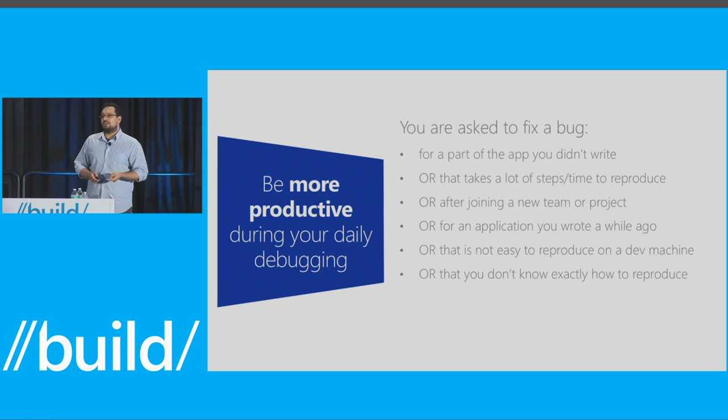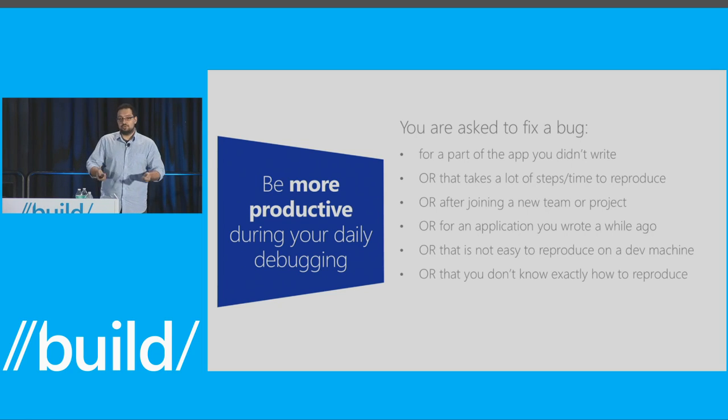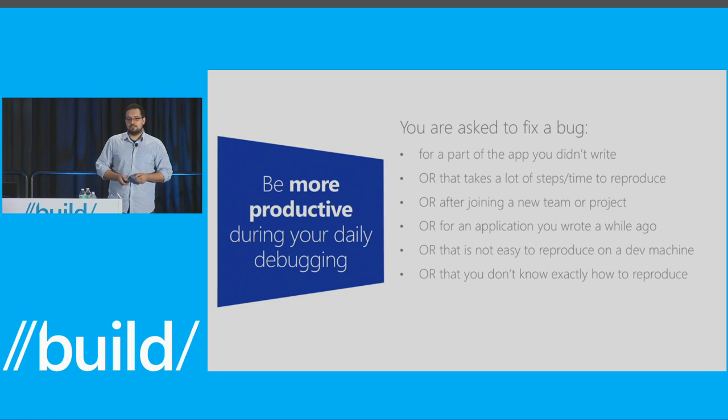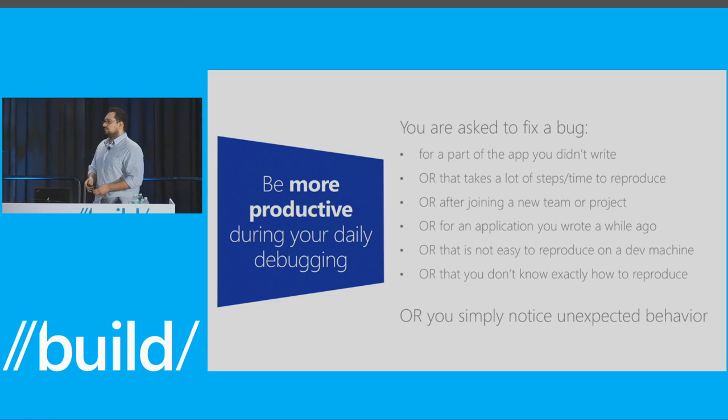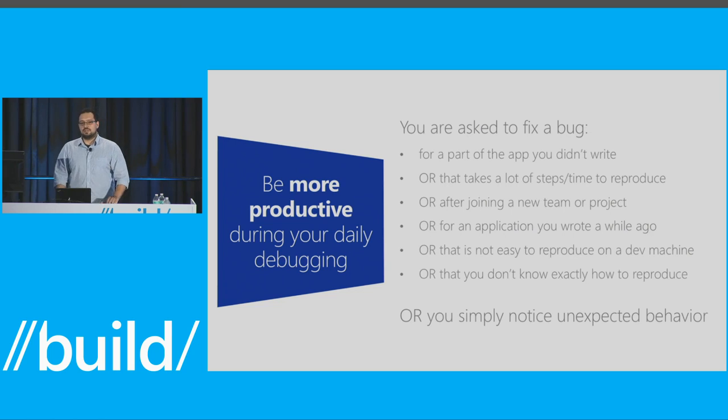Now, there's one more way that we can help you be more efficient while you're debugging, other than just fixing bugs like that. You will also be able to spot unexpected behavior, even if you're not looking for it. And that sounds a bit like magic right now, but I'll show you exactly how that works. And trust me, it really helps when you fix a bug before somebody files it.